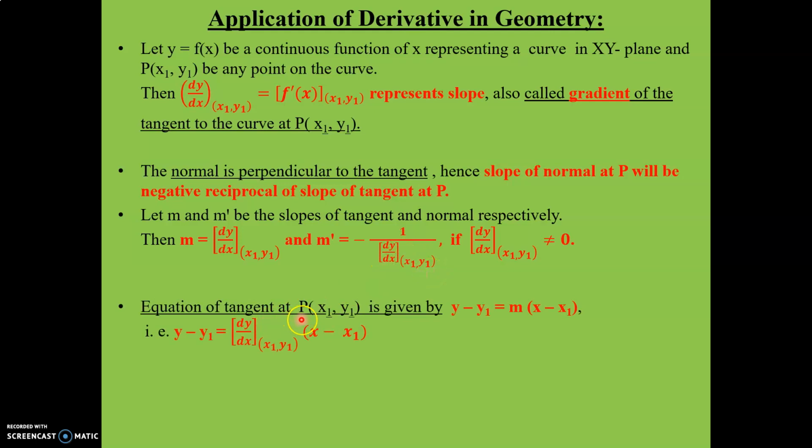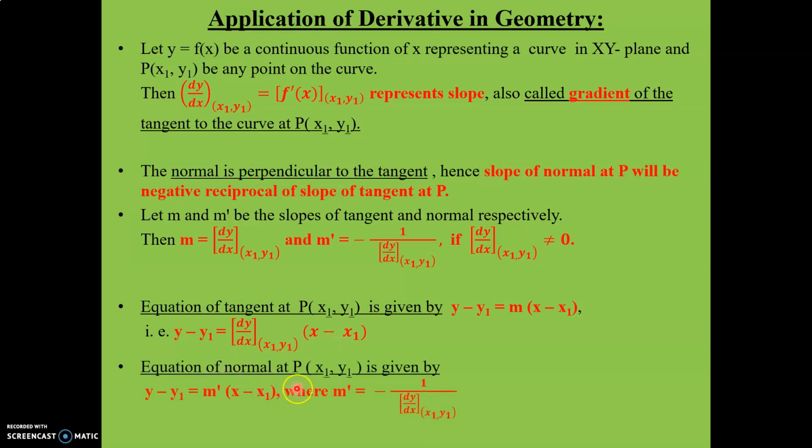The equation of the tangent at P of (x1, y1) is given by the formula y minus y1 is equal to m into x minus x1, that is, y minus y1 is equal to the derivative at that point, that is the slope, into x minus x1. The equation of the normal at P of (x1, y1) is given by y minus y1 is equal to m dash into x minus x1, where m dash is equal to minus 1 upon the derivative at that point. So these are the two equations we are going to find.